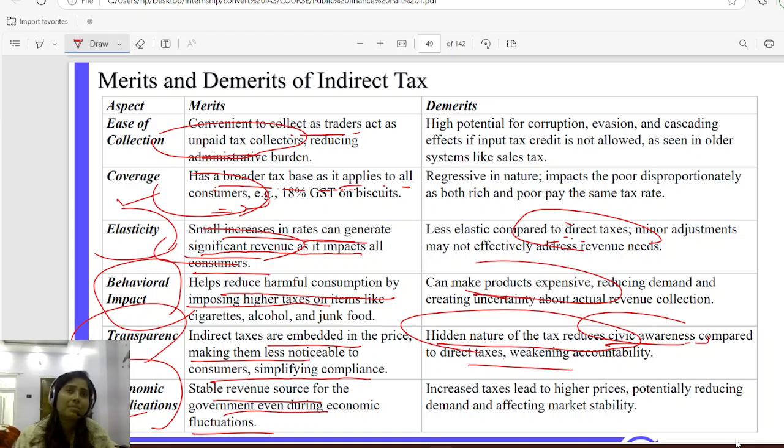Why civic awareness? Because if I am purchasing a phone that costs 10,000 without GST and 12,000 with GST, I might go for payment without GST because that costs me less. So that hinders my civic awareness, because even though I am aware that I need to pay GST, I would have to pay a higher amount that I can't afford, so I will go for payment without GST. So that reduces civic awareness as well. And increased taxes lead to higher prices, potentially reducing demand and affecting market stability.